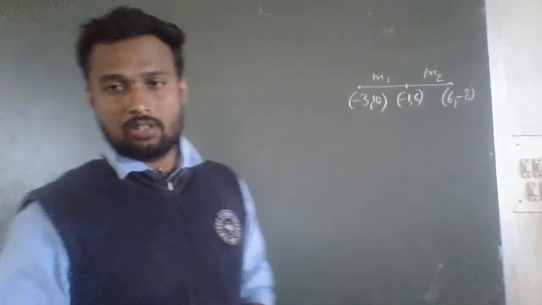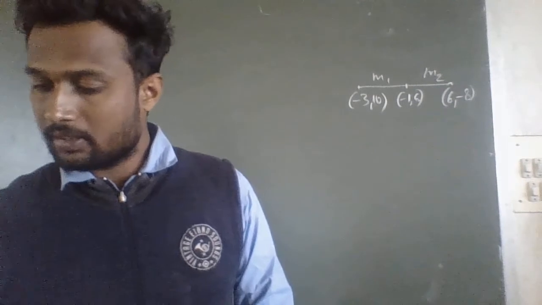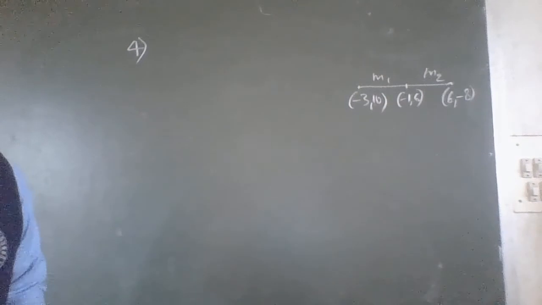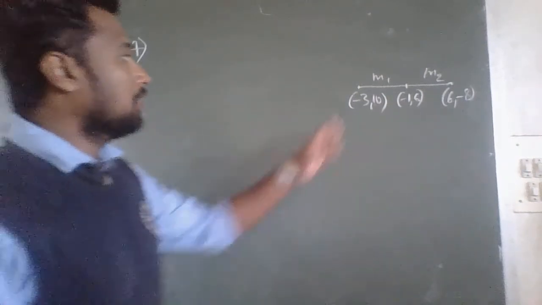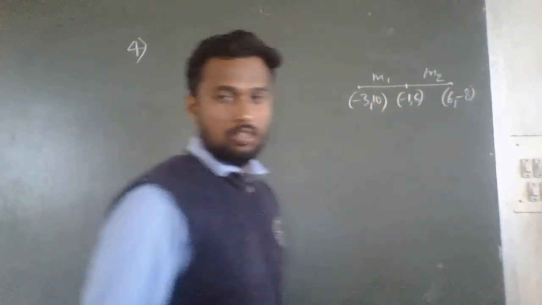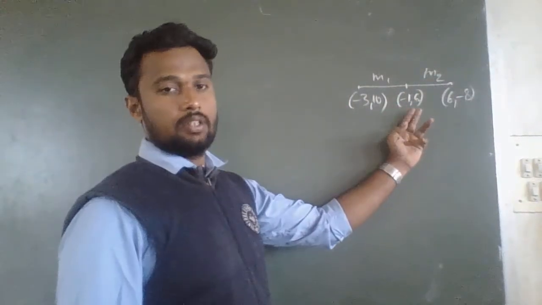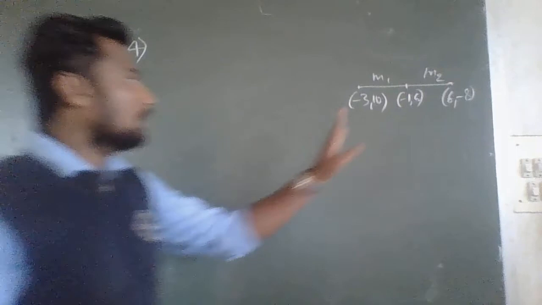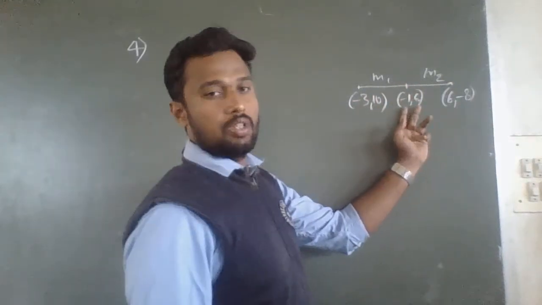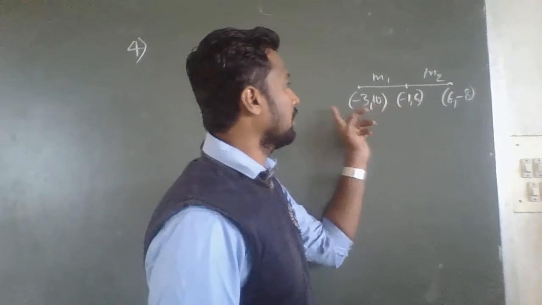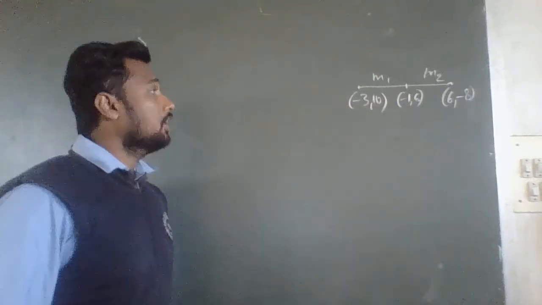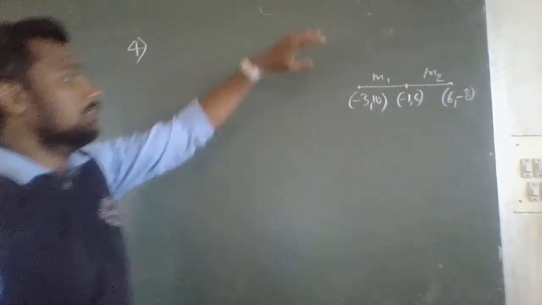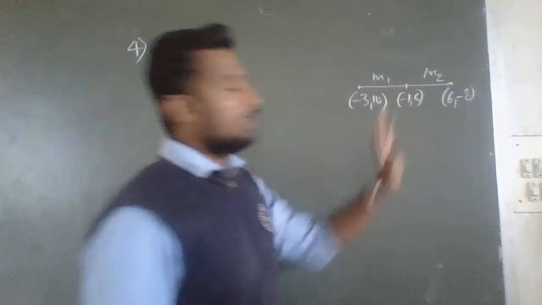These are the second type of problems in this exercise 7.2. So up to first to third problems, what we did? They are given here m1 and m2 values. We calculated coordinates of this point, the point which is dividing the line segment. But here, what they are given? Here they are given coordinates of point which is dividing the line segment. But here we have to find out this value, this value means m1 and m2, the ratio in which this point is dividing the line segment.